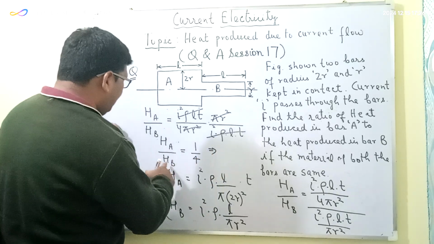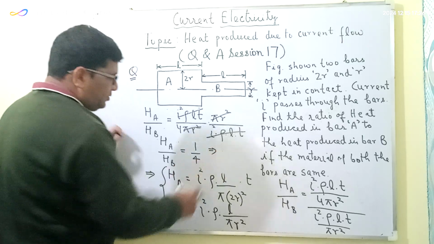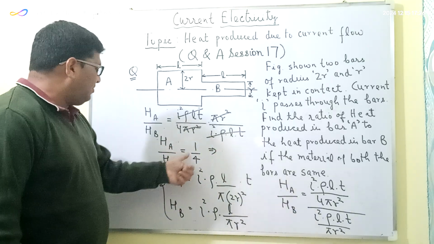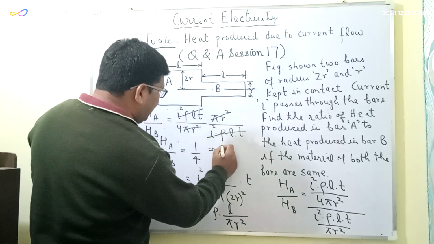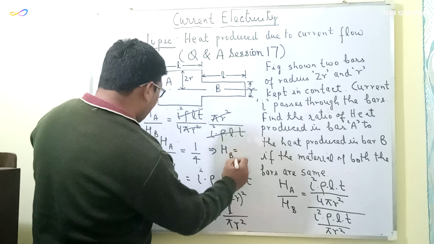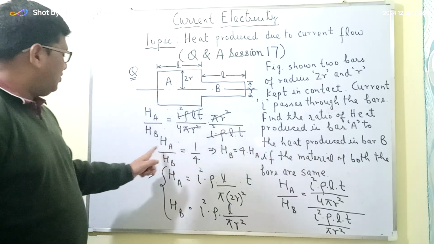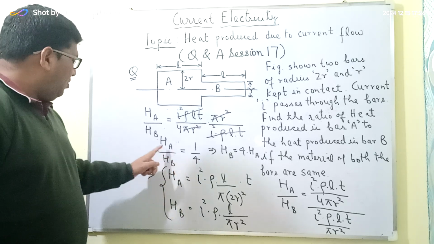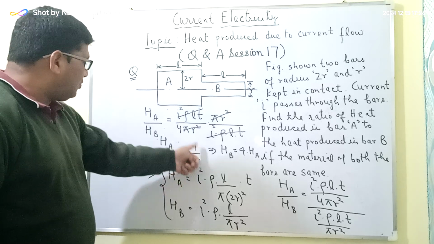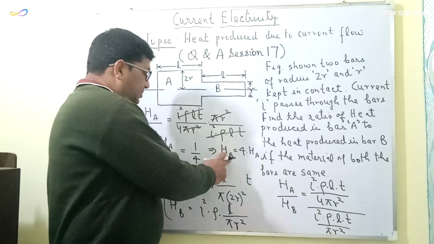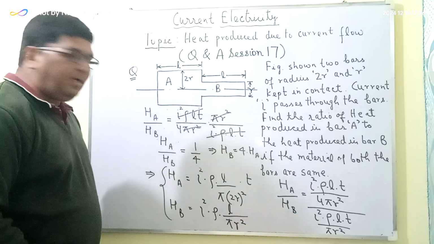We simply have to find the ratio. So HA upon HB will be equal to 1 by 4, or we can also say that the heat produced in the bar B will be 4 times the heat produced in the bar A, because HB is equal to 4 times HA. So the ratio of the heat produced in the bar A to the heat produced in the bar B is equal to 1 by 4.